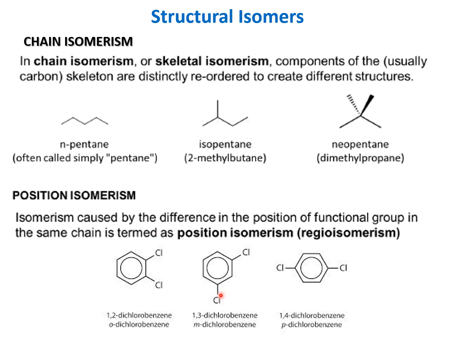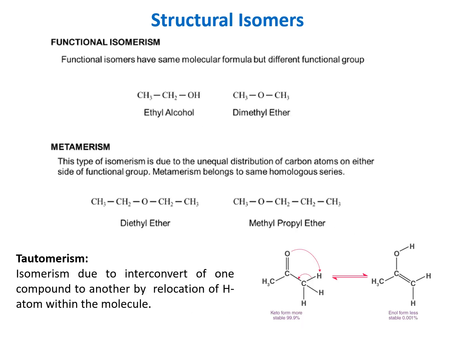Next one, if the position of the functional group differs, that is position isomerism. Always position isomers will be numbered like this: 1, 2; 1, 3; 1, 4. Same molecular formula, but if the position of the functional group differs, then it is position isomers.